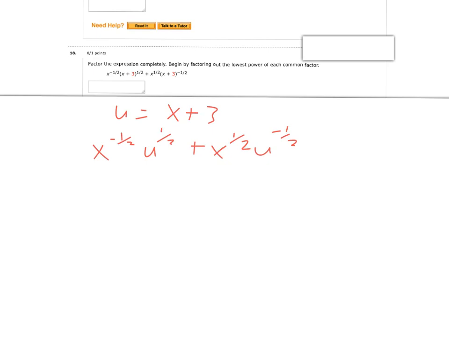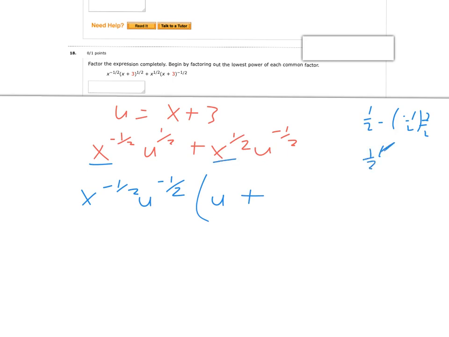Now I'll do some GCF here. For both of these terms, the smallest exponent on the x's is negative 1/2, so I'm going to take that out of both terms. On the first term, the x will be gone and the u will increase, because I had 1/2 minus a negative 1/2, so that'll be 2 over 2. And then we'll go plus, and on this one the u is going to be gone, but the x is going to increase. It's the same thing here: 1/2 minus a negative 1/2 is 2 over 2, so that'll be just x.